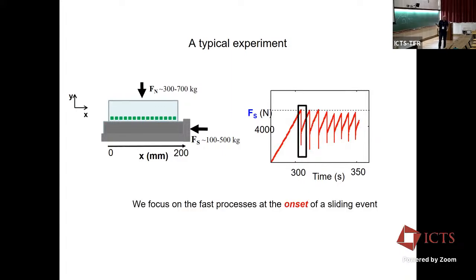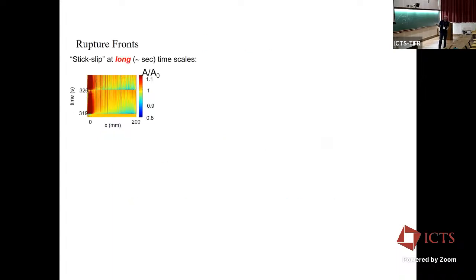Now we're going to focus on the fast processes that happen just at the onset, where we go from static to dynamic friction, as it were. Okay, so these are two stick slip events here. This is the real area of contact as a function of time, where I've integrated over the thin component. So if you like, this is a poor person's movie. Time and space are shown here. Each line here is the real area of contact at each individual time. Now the time here is about 7 seconds.